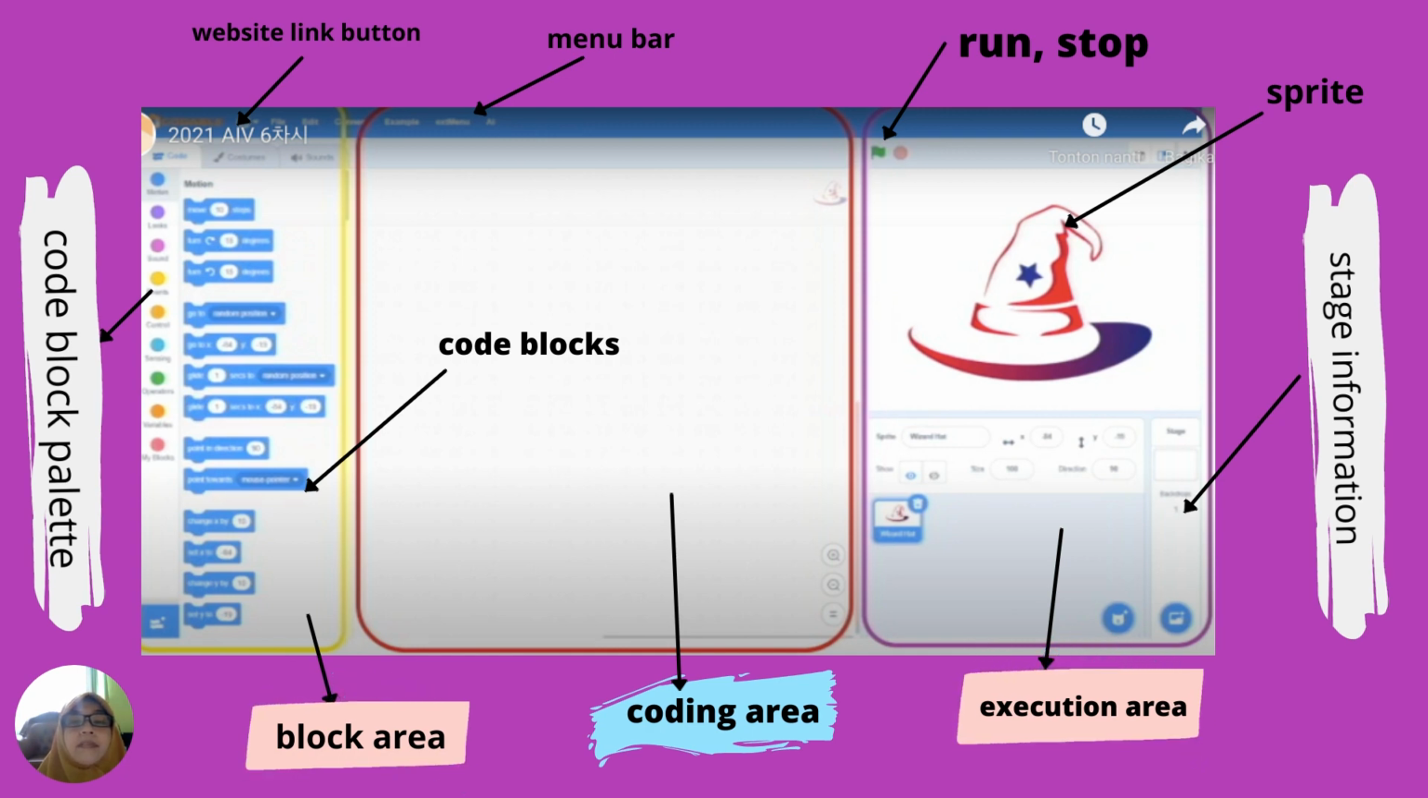And sprite information is an area where you can check the name and size. Stage information is an area where you can check the stage.